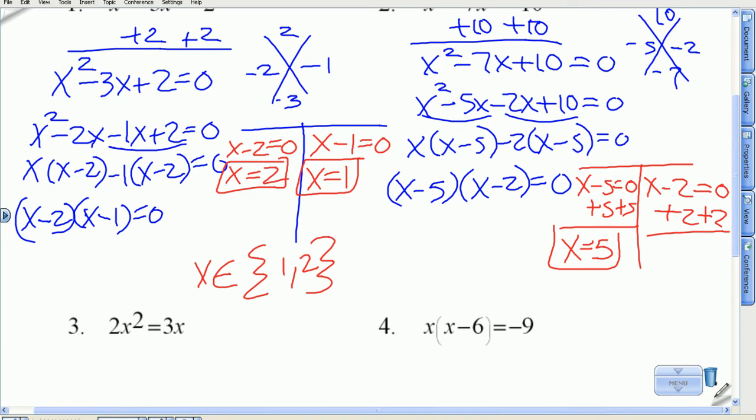We have x minus 5 equals 0. We add 5 to both sides. You get x equals 5. That's one of your roots. x minus 2 is equal to 0. We add 2 to both sides. You get x equals 2. And that is your other root.